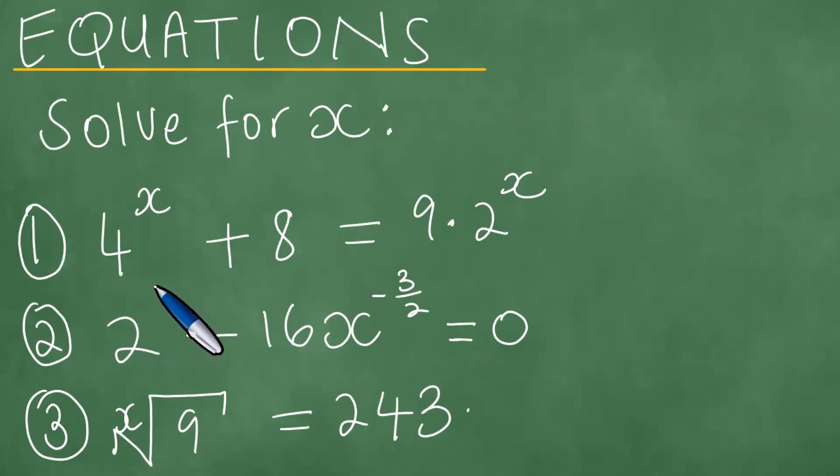Right, we are looking at equations, and we start with equations that require us to solve for x. In the first equation, we have 4 to the power x plus 8, which equals 9 times 2 to the power x. Number 2 is 2 minus 16, x to the power minus 3 over 2 equals 0. And you also have the third equation, which is the x to the root of 9 equals 243. Okay, so it's another equation we need to solve.